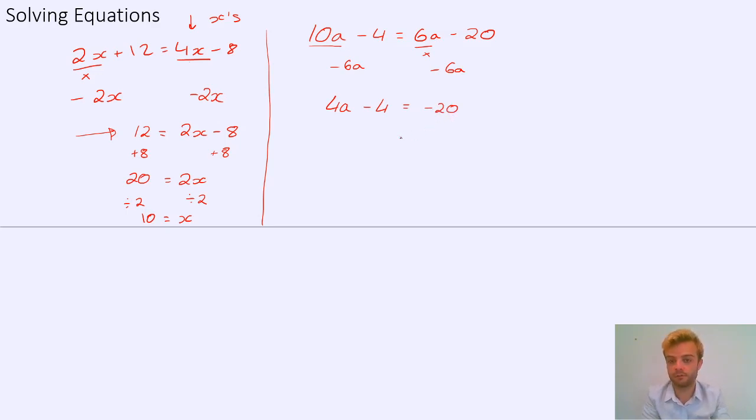Right, and then we solve it like normal. We're going to try and get the a by itself, which means we're going to plus on the 4 to cancel out the minus 4, which turns my left-hand side just into 4a. And my right-hand side, well, minus 20 plus 4 is minus 16. And then I don't want 4a, I only want 1a, so I'm going to divide by 4, leaving me with a equals minus 4.